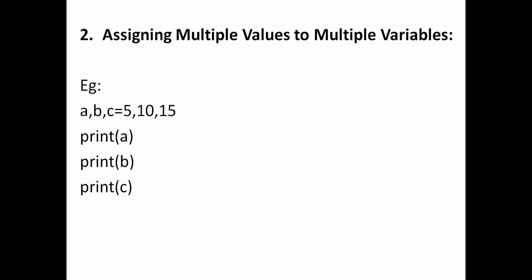Okay. Now we'll talk about assigning multiple values to multiple variables. Like here, a comma b comma c is equal to 5 comma 10 comma 15. Python has the capability to understand that a, before the comma, is the variable and the value is 5, b is the variable and the value will be 10, and c is the variable and 15 is the value. When you print a, it will display 5. When you print b, it will display 10. When you print c, it will display 15.